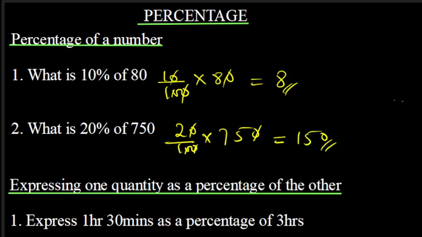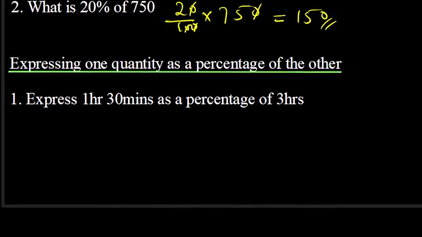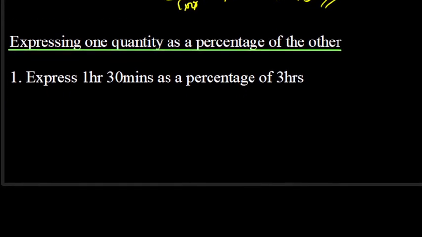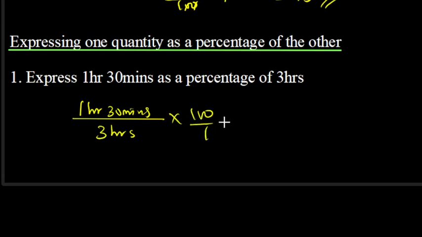Right, so now for the second part, this is expressing one quantity as a percentage of the other. This one says express 1 hour 30 minutes as a percentage of 3 hours. Okay, so this is something as 1 hour 30 minutes divided by 3 hours, times 100 over 1.